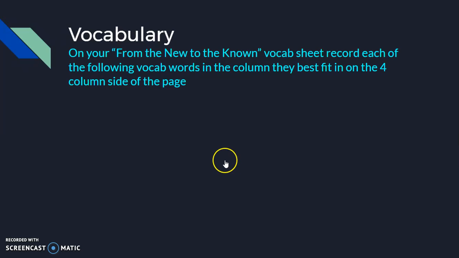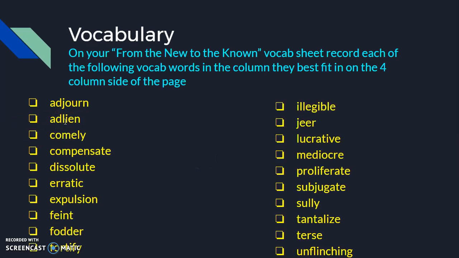Okay, so I'm going to read off each of these words and put them up on the screen here. I'd like you to follow along, and on your columns, you're just going to write which word goes in which column. Adjourn. Alien. Sorry about that. Let's fix that really quick.